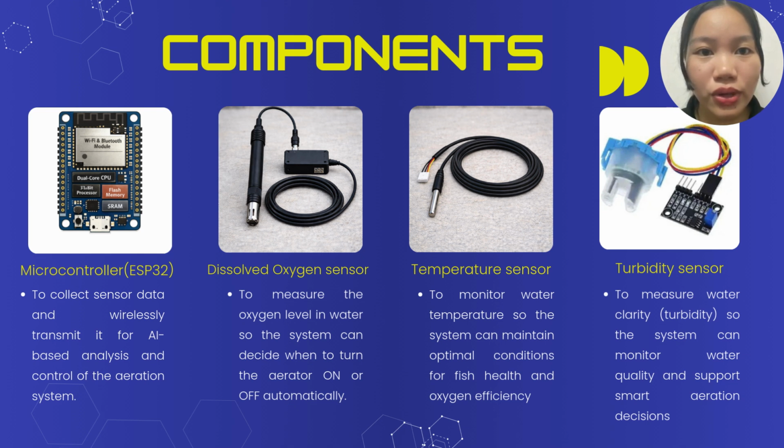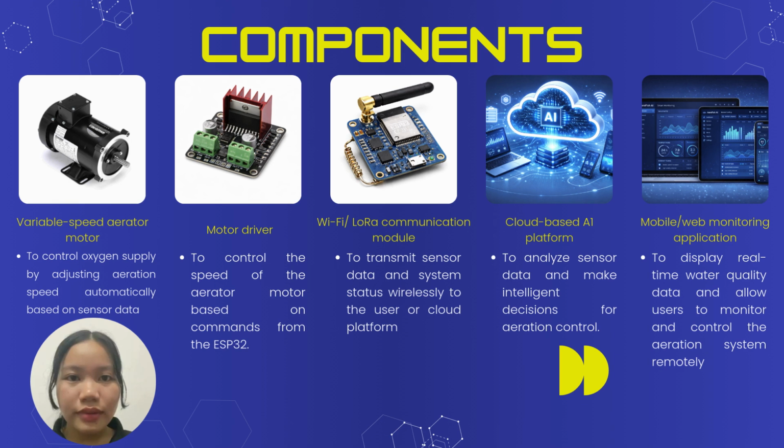First, the microcontroller ESP32 collects data from the sensor and transmits it wirelessly for system control. Next, the dissolved oxygen sensor measures the oxygen level in the water, allowing the system to determine when the aerator should be turned on or off. The temperature sensor monitors water temperature to help maintain optimal conditions for fish health and oxygen efficiency. Next, the turbidity sensor measures water clarity to support water quality monitoring and smarter aeration decisions.